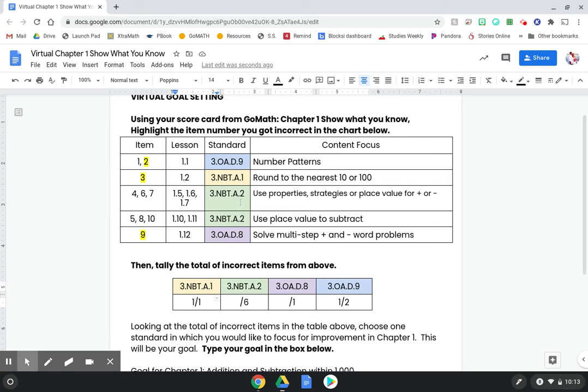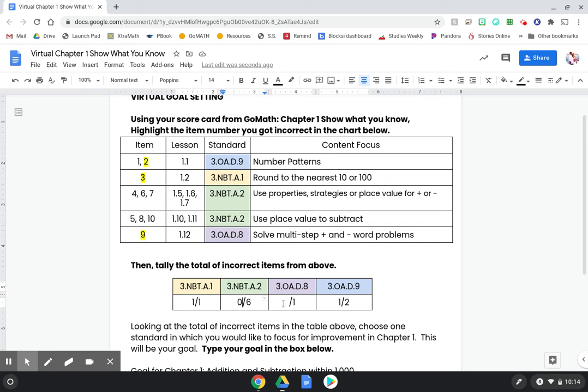Okay. Now, if you look here on NBT.A.2, I got 4, 6, 7, 5, 8, and 10. Those were all questions about that standard. I got them all correct. So I didn't get any of those incorrect. I got 0 out of 6 incorrect. That's great.